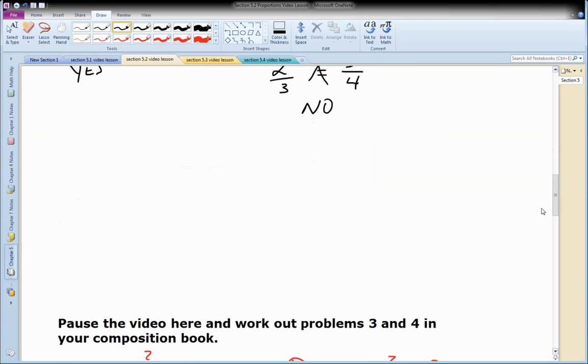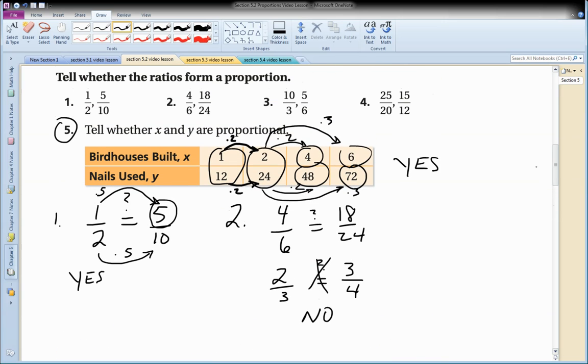So what I want you to do is pause the video and work out problems 3 and problem 4. Work out this problem and this one in your composition books. And you have examples right here of how I worked out 1 and 2. So the video is going to pause if you're watching Edpuzzle, and it will do that now.